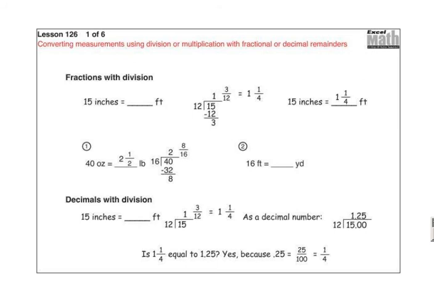All right, number 2, 16 feet equals how many yards? So you have to think, well, what if this said 3 feet? 3 feet is equal to 1 yard, right? So 6 feet is equal to 2 yards. To go from here to here, I am dividing by 3. So that means I have to divide this by 3 as well. So there's 16 divided by 3. 3 goes into 16 5 times, remainder 1, or 1/3. So the answer is 5 and 1/3 yards.